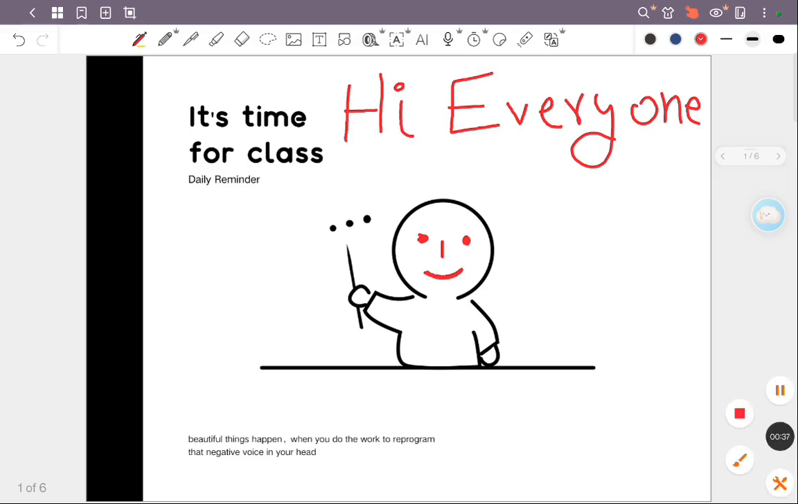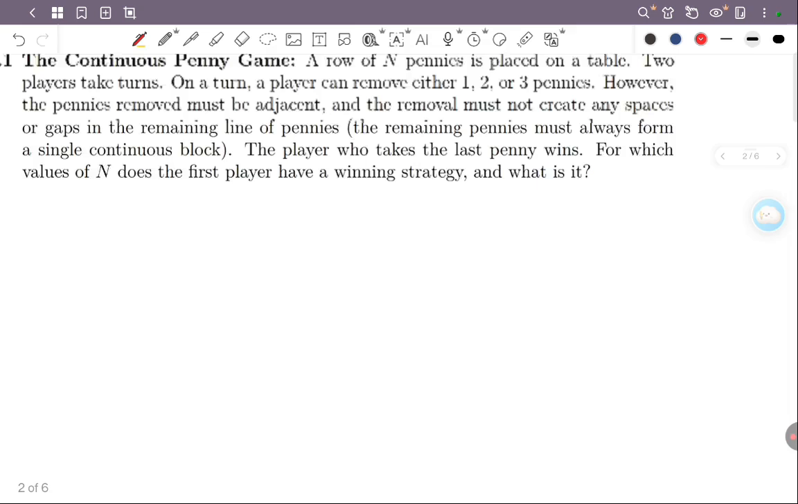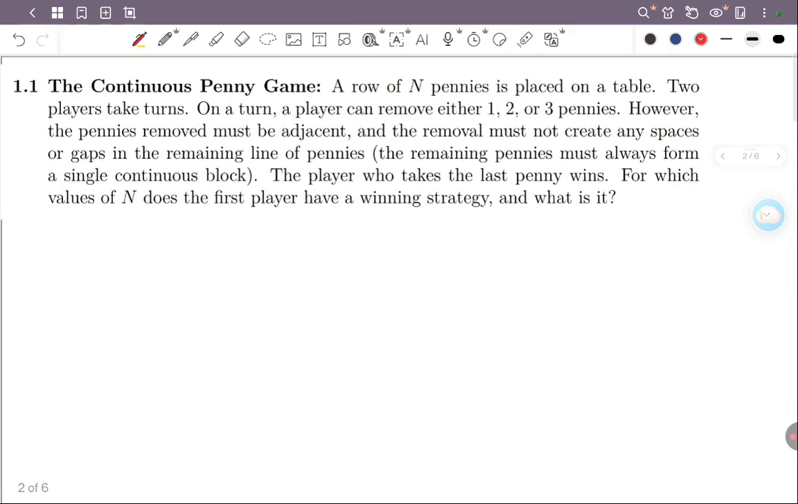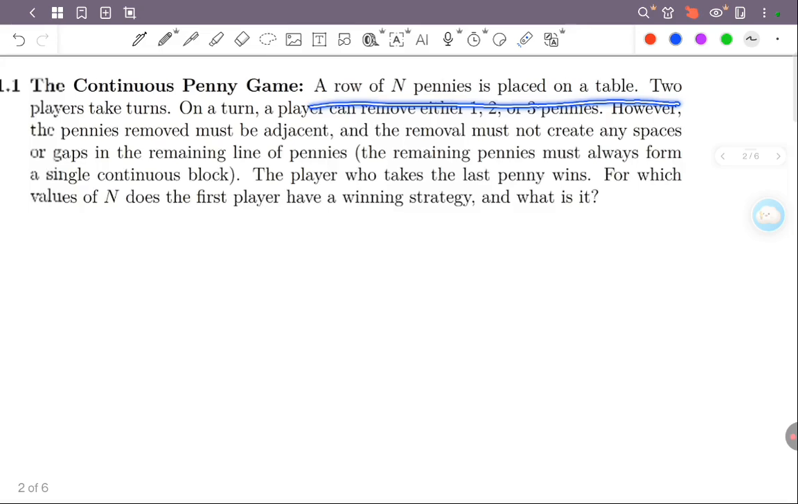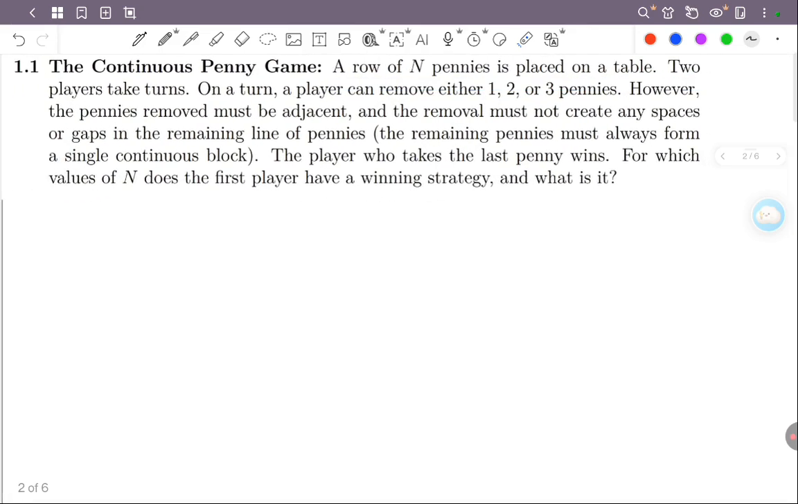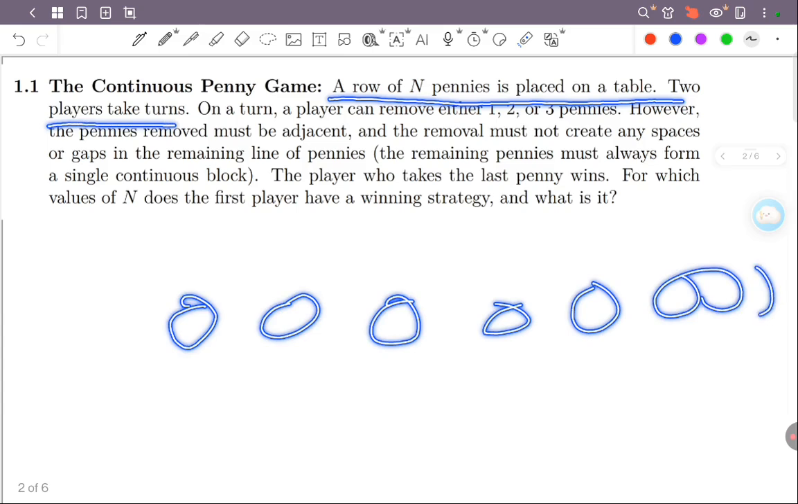So, our puzzle was this: the continuous penny game. So, what does this tell? This tells a row of n pennies is placed on a table. Two players take turns. So there are some number of pennies, let's say that is n.